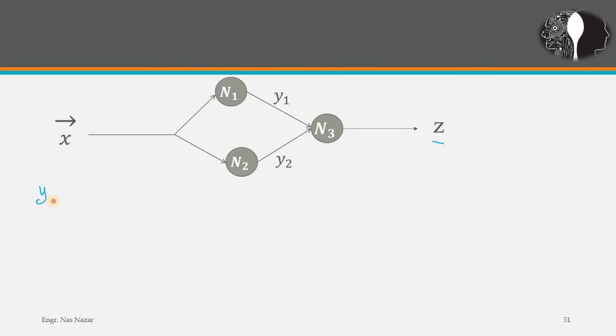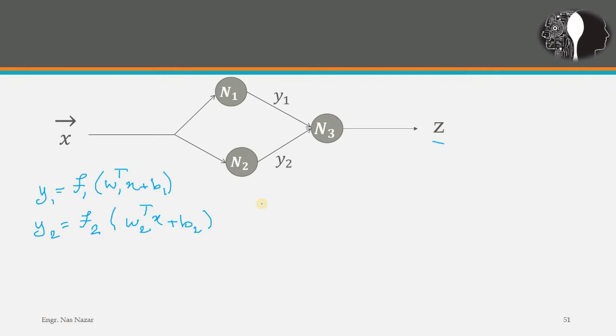Let me write down Y1 as a function F1 of W1 transpose X plus B, a bias B for this neuron. I'm just going to label it with W1. This is for the first neuron, N1, to show the output of the first neuron. For the second neuron, we have Y2 as an output, and this one is W2 transpose X plus B. Let's just label them B1 and B2.